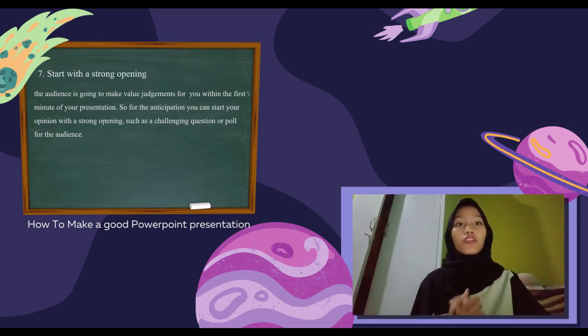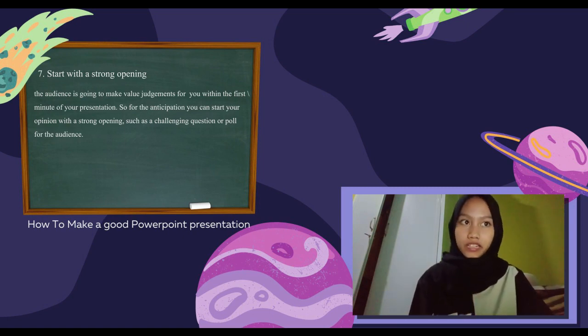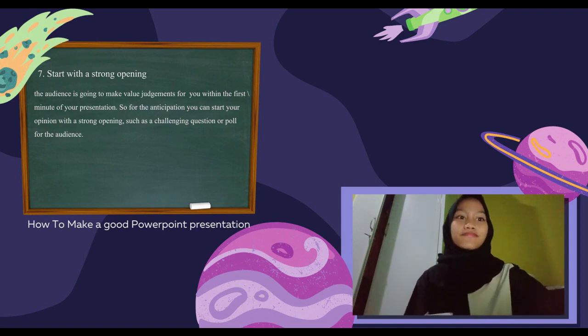The seventh point of how to make a good PowerPoint presentation is start with a strong opening. The audience is going to make value judgments about you, your organization, and your message within the first minute of your presentation. So, you can start your presentation with a strong opening, such as a challenging question or a poll for the audience. You might also use a powerful statistic or personal story that relates to the topic. However, you must ensure that your start engages your audience both intellectually and emotionally.